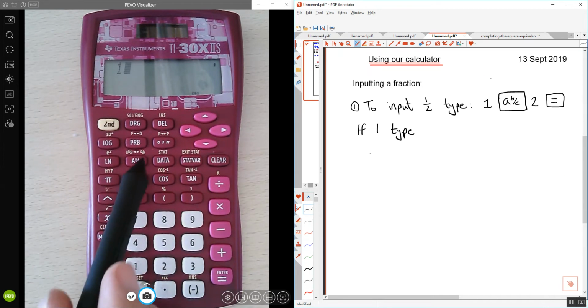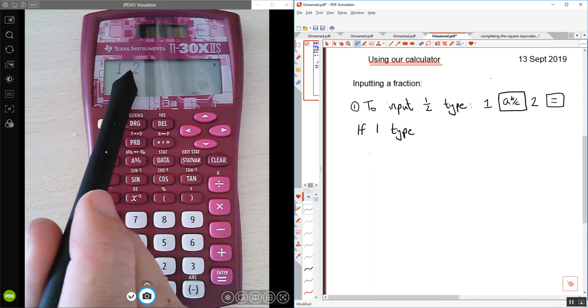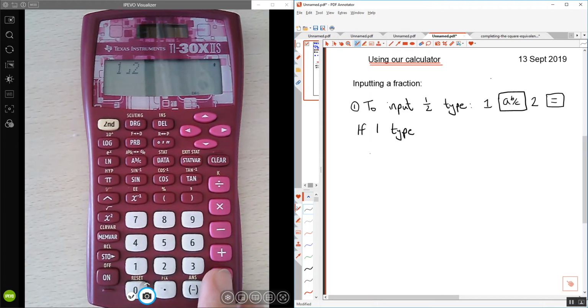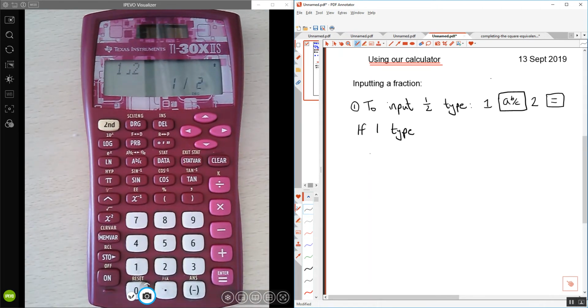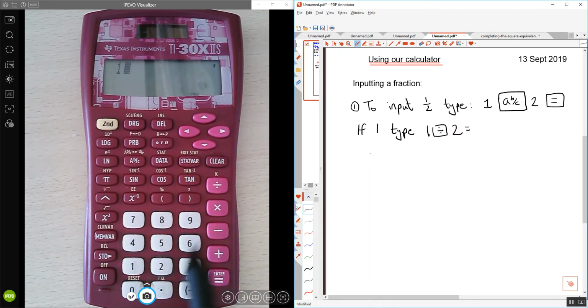So if I do 1, ABC, 2, I can see this little corner just means it's a fraction, okay? So 1 over 2, if I hit equals, I get 1 over 2. Easy enough? Now if I type 1 and then the divide sign by 2, what is going to come out? Alright, I get 0.5, okay? It gives me it as a decimal. How do I go about changing that decimal then into a fraction?